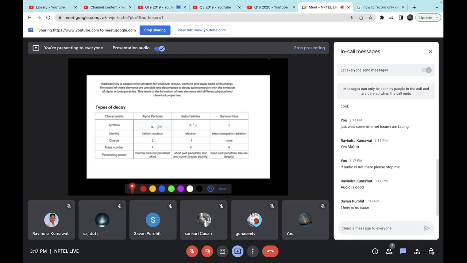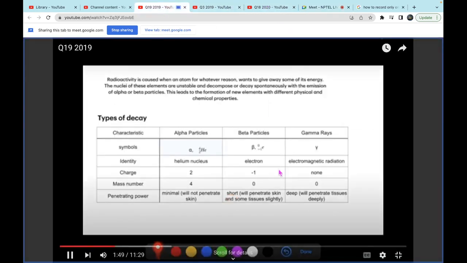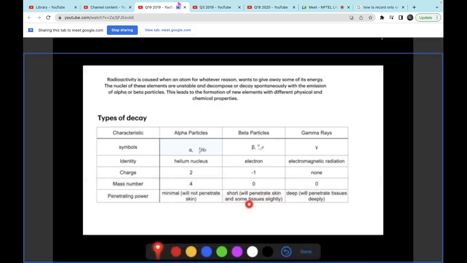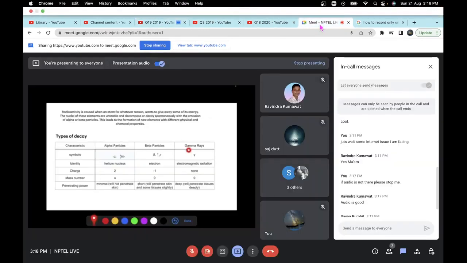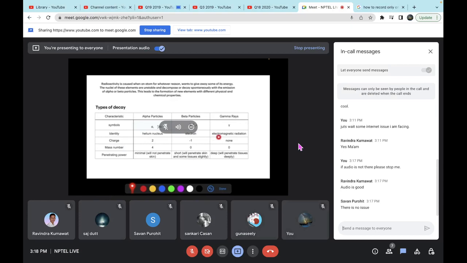Beta particle is an electron. It is symbolized as this here. It carries a charge of -1, mass 0, and it has slightly higher penetrating power than the alpha particle. So it can penetrate short, like skin and some other tissues. Gamma rays are simply electromagnetic radiation with 0 charge and 0 mass. It has a very high penetrating power.